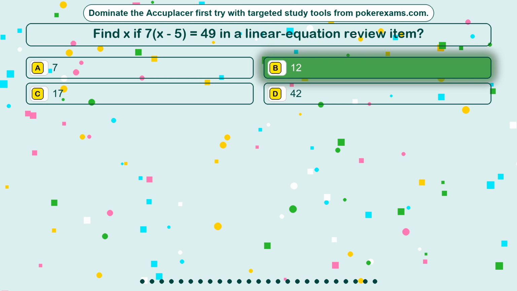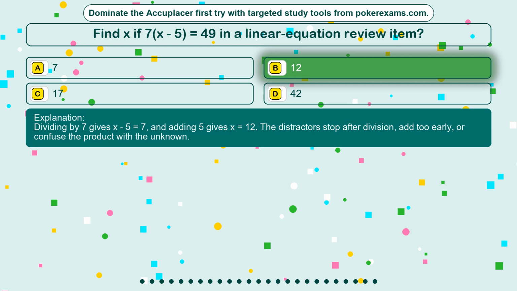The correct answer is option B, 12. Dividing by 7 gives x - 5 equals 7, and adding 5 gives x equals 12. The distractors stop after division, add too early, or confuse the product with the unknown.